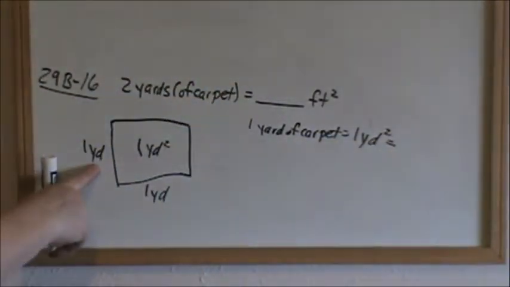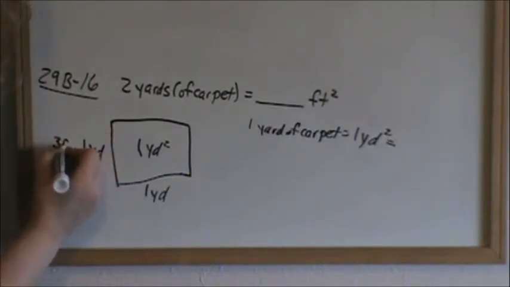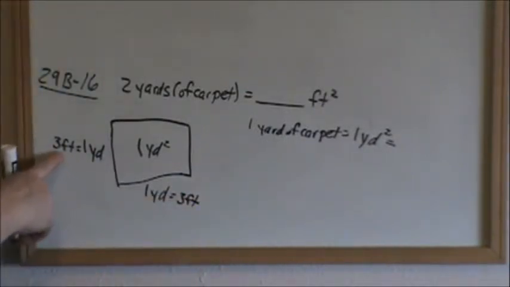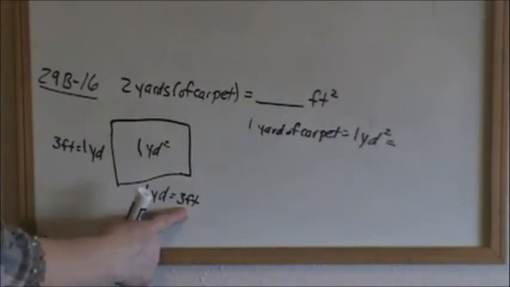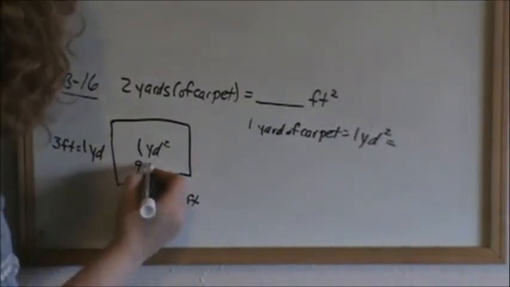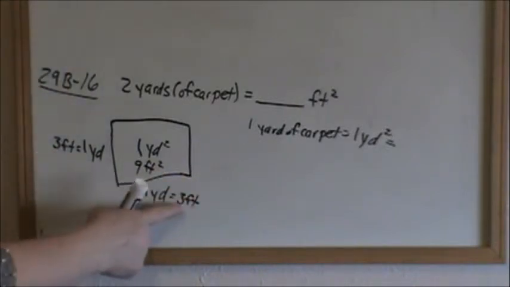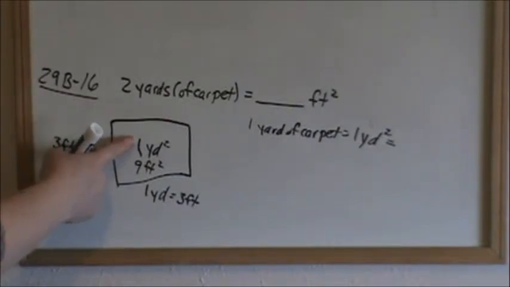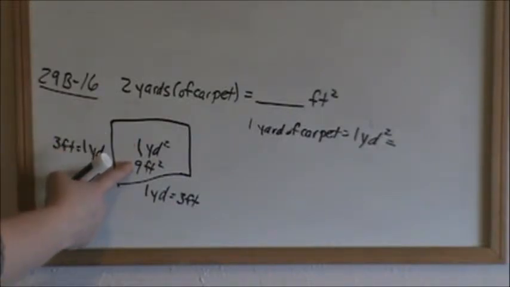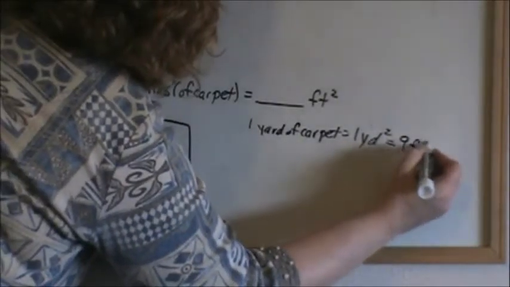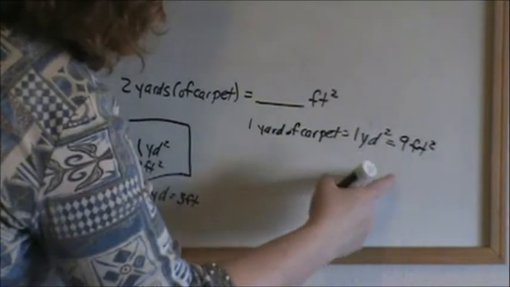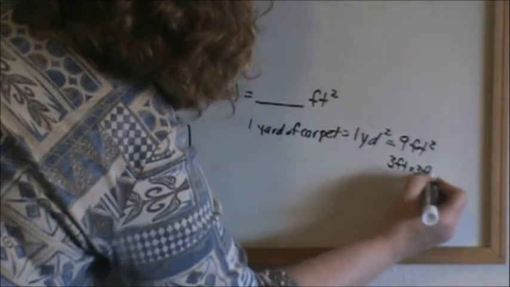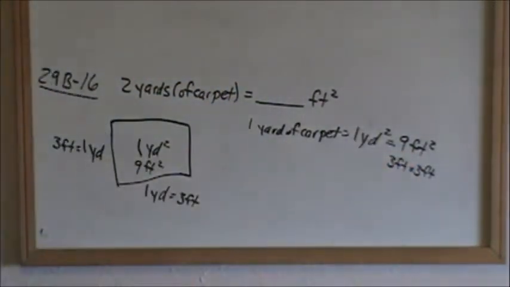And 1 square yard, what is 1 yard? 1 yard is 3 feet. 1 yard is 3 feet. So if I put this in feet, 3 feet times 3 feet, if I'm looking for the area, is 9 square feet. 3 times 3 is 9. Feet times feet, square feet. So looking at the area, 1 square yard is the same as 9 square feet. And that's 3 feet times 3 feet. That's where this 9 square feet came from.